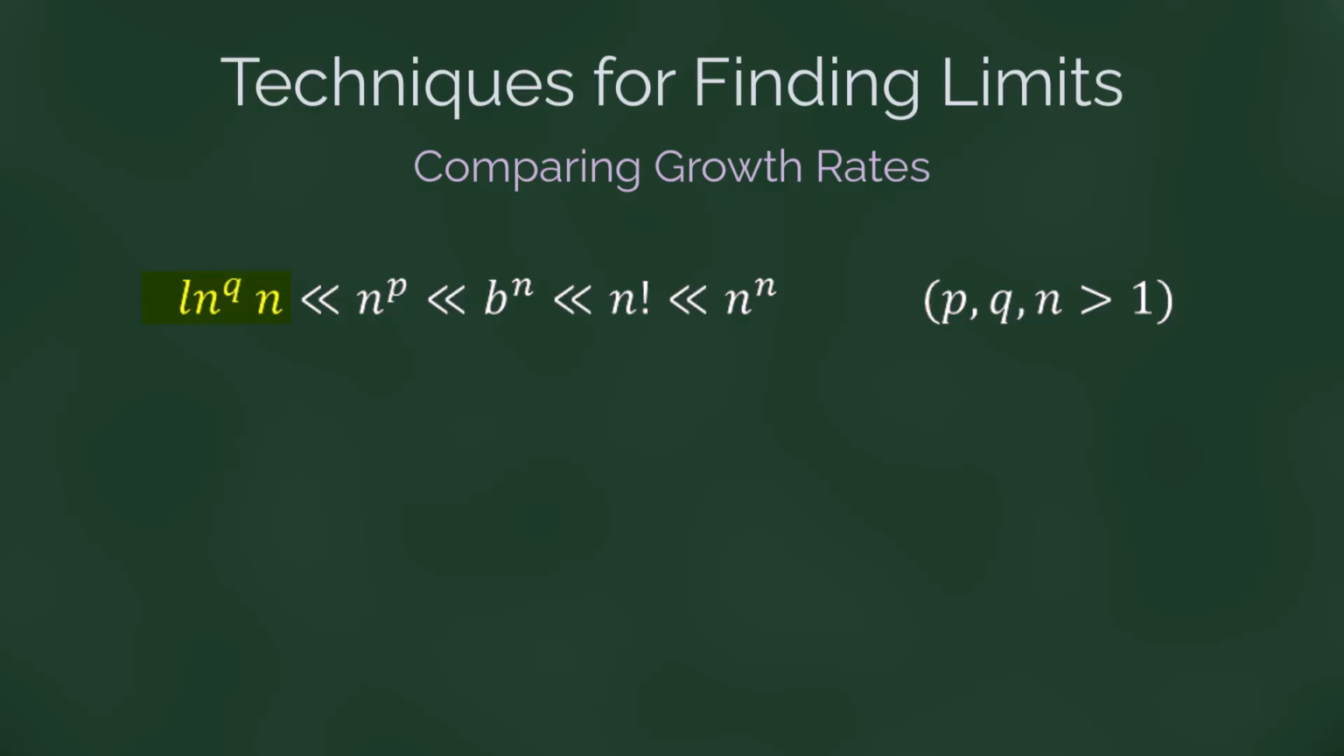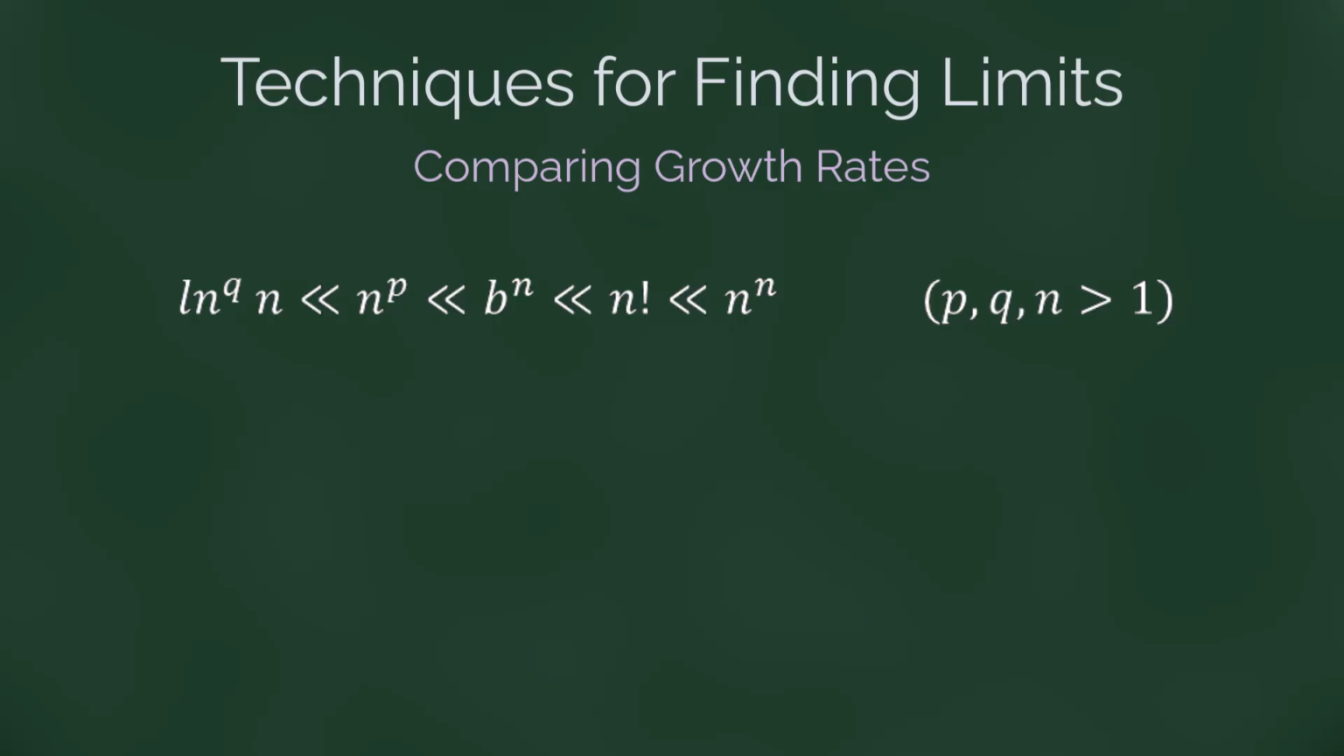So we have functions of the form ln to the q power of n, where q is some integer. And then we have functions of the form n to the p, where p again is some integer greater than 1. We have functions of the form b to the n, n factorial, and then n raised to the n power. And all of these depend on p, q, and n being bigger than 1.